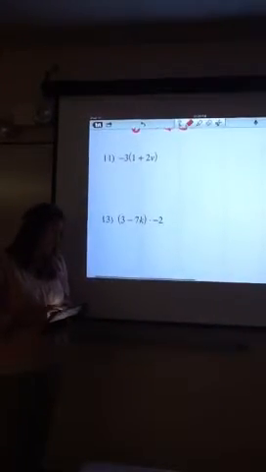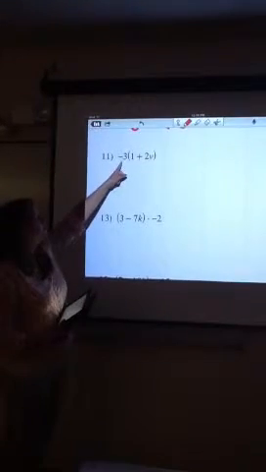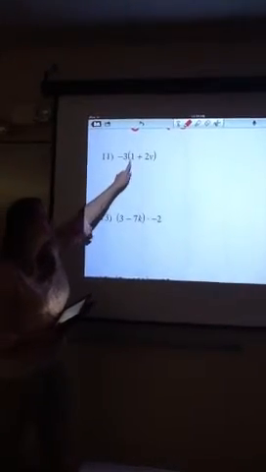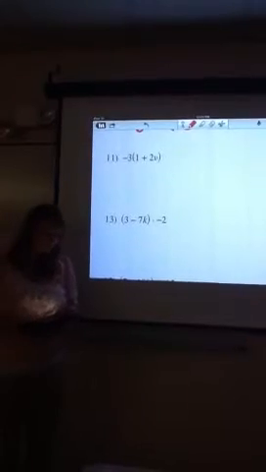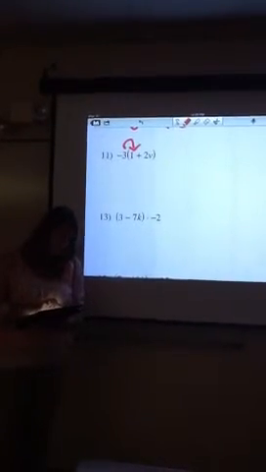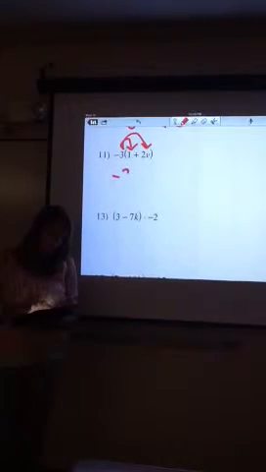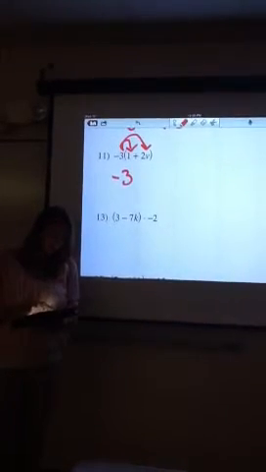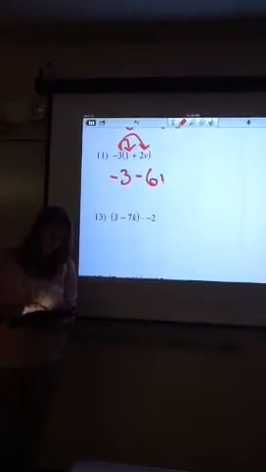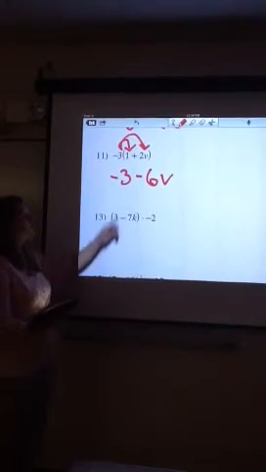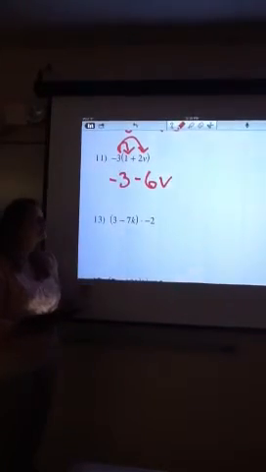And our last one here, number 11. Negative 3, I'm distributing both to the 1 and the 2b. Okay, negative 3 times 1 is negative 3. Negative 3 times 2, negative 6b. And that is a simplified form of this problem.